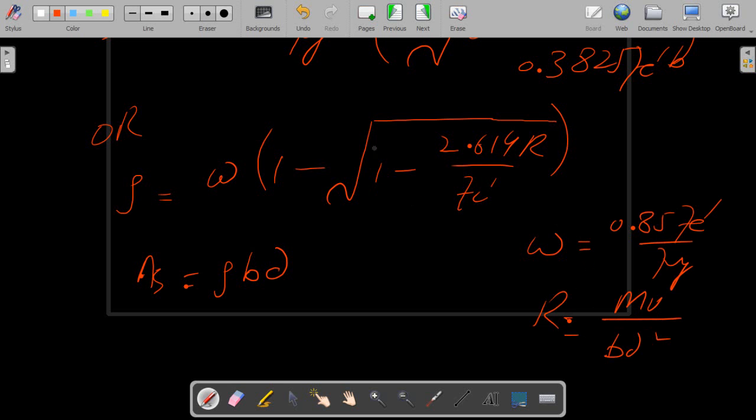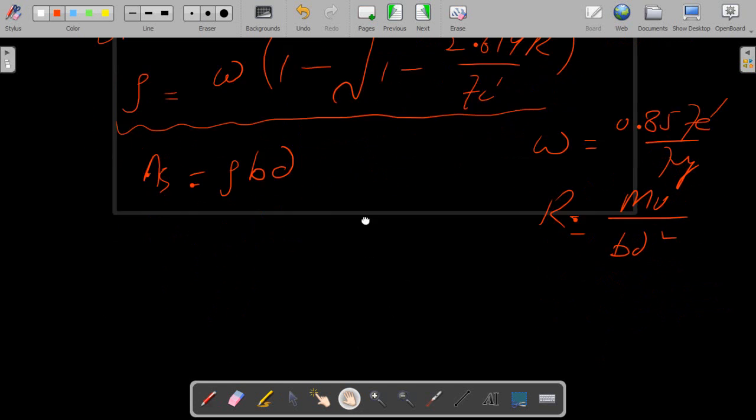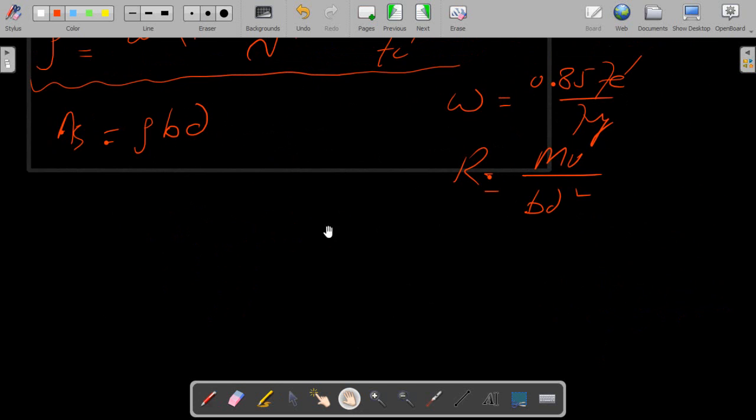We will discuss the derivation of this equation in part 09. We have already discussed this, so please go there and watch it. This rho can also be determined by using another equation. I have already discussed this.